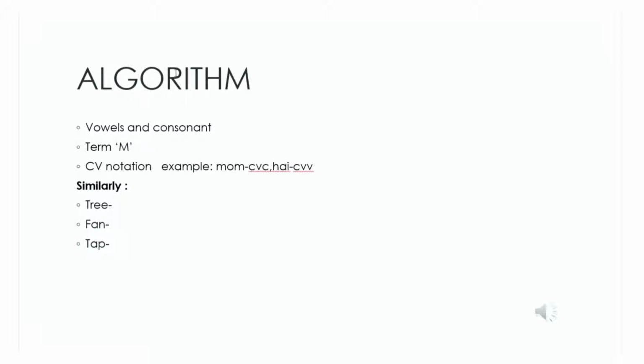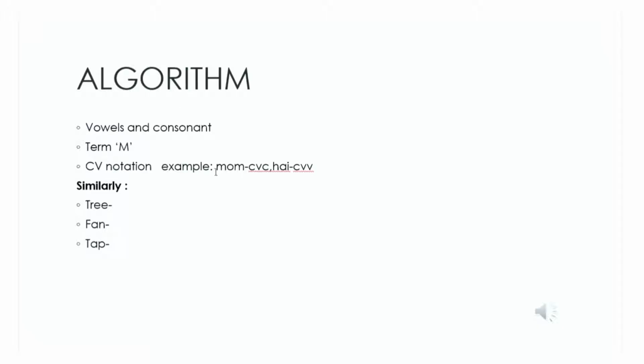Okay, before starting the algorithm, there are a few basic concepts that you should be familiar with. They are called vowels and consonants. Everyone knows that A, E, I, O, U are vowels and the rest are consonants. Now let's look into the term M. Term M is the measure of a word. Before understanding M, let us understand the CV denotation of a word. What is CV? It's simple. C stands for consonant and V stands for vowel.